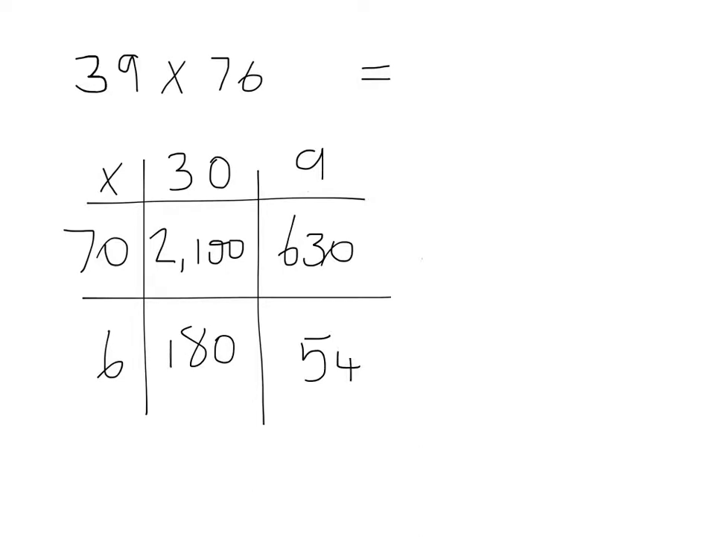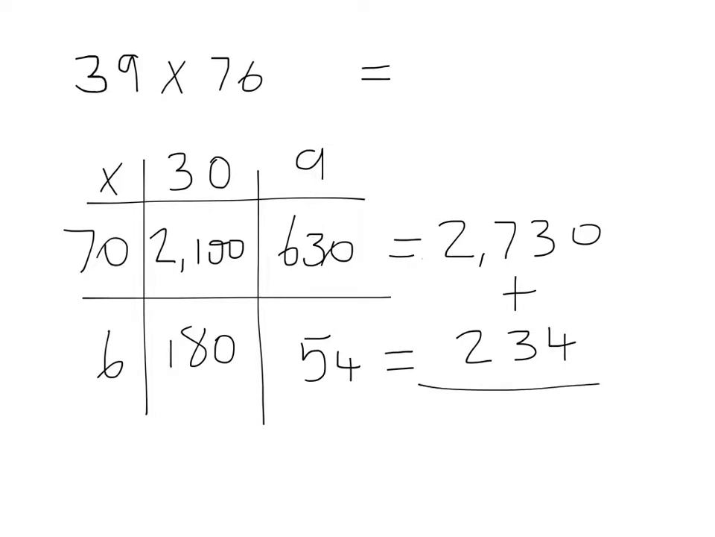Once again, we can add up the numbers in the best way that suits you. Once again I'm going to do the top two numbers. 2100 add 630 gives me 2730, and 180 add 54 gives me 234. The last step is to add these together.